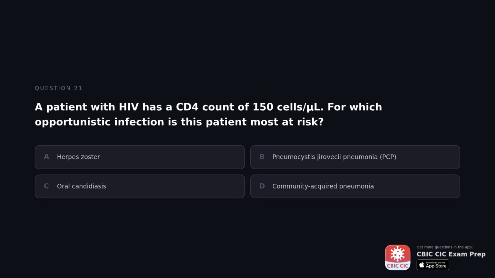A patient with HIV has a CD4 count of 105 cells/µL. For which opportunistic infection is this patient most at risk? A. Herpes zoster. B. Pneumocystis jirovecii pneumonia, PCP. C. Oral candidiasis. D. Community-acquired pneumonia.